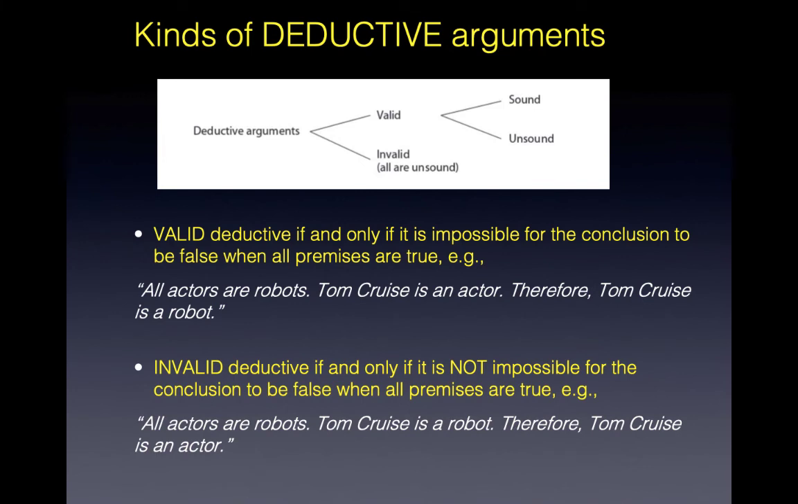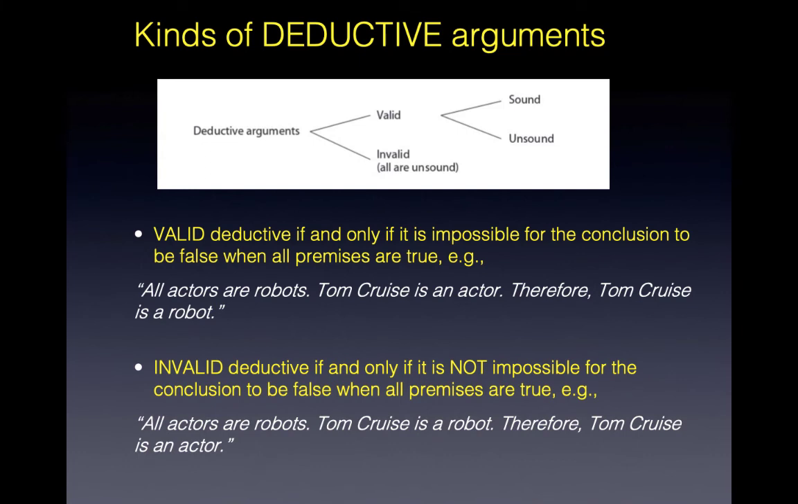Think about this. All actors are robots. Now, Tom Cruise is a robot, and so we may conclude Tom Cruise is an actor. Well, that's not how this works. What this is saying of all actors is that the thing about them is that they're robots. If Tom Cruise were an actor, then we could say something about Tom Cruise further. Since all actors are robots and Tom Cruise is an actor, Tom Cruise is a robot, and that's what the valid form does.